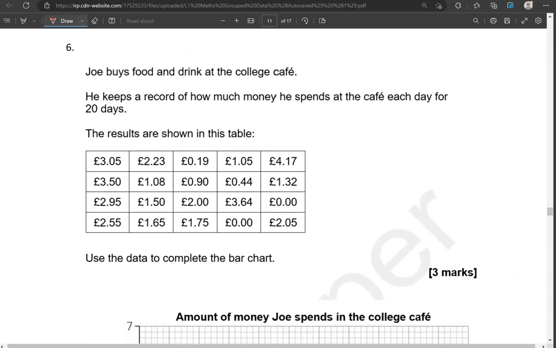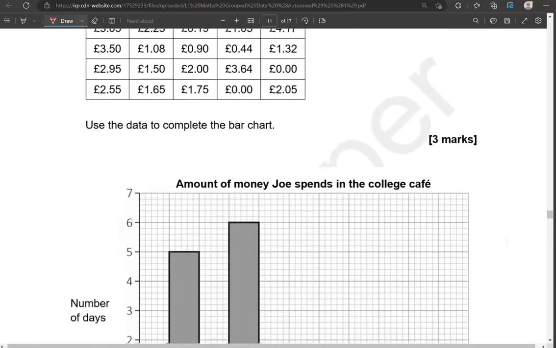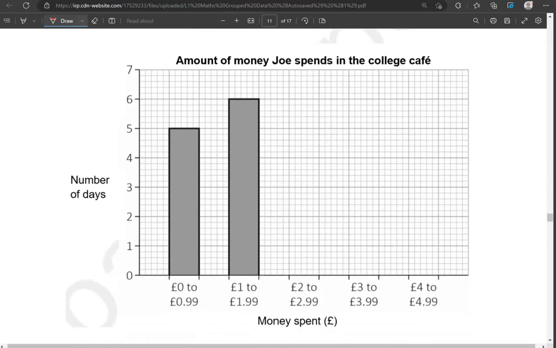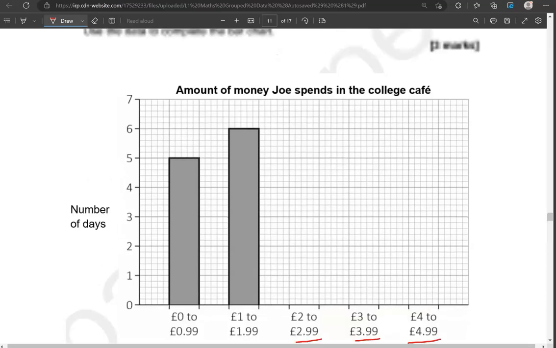Joe buys food and drink at the college cafe. He keeps a record of how much money he spends at the cafe each day for 20 days. The results are shown in this table. Use the data to complete the bar chart. So part of this is complete already. So we're looking to represent £2 to £2.99, £3 to £3.99 and £4 to £4.99.